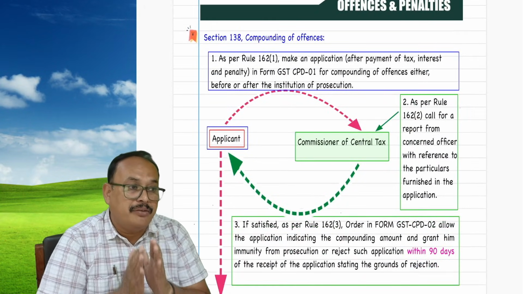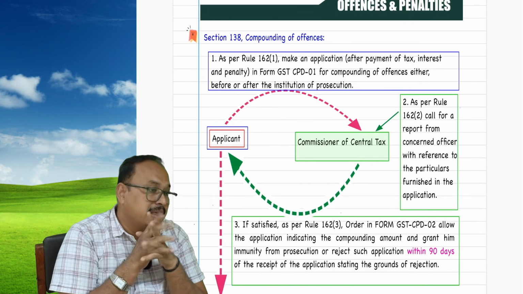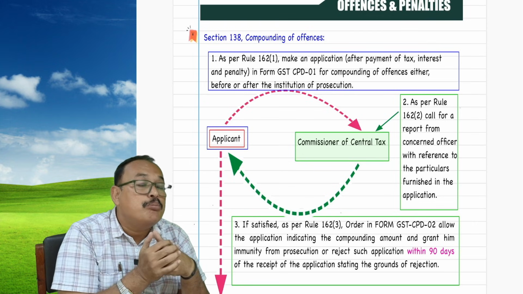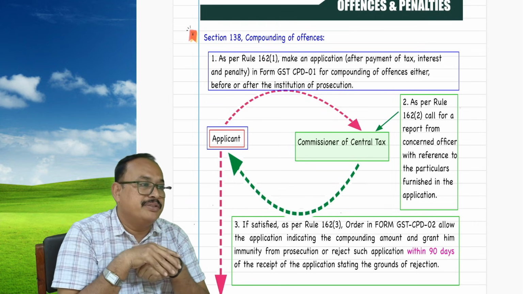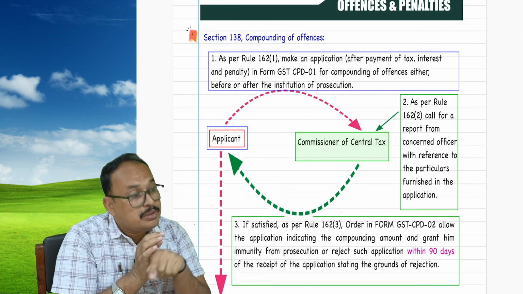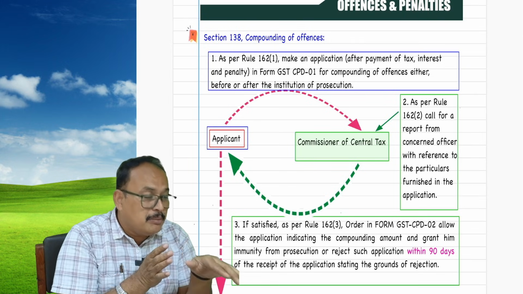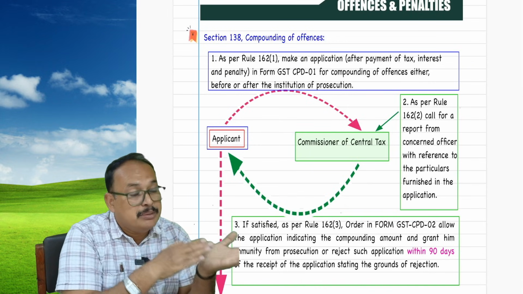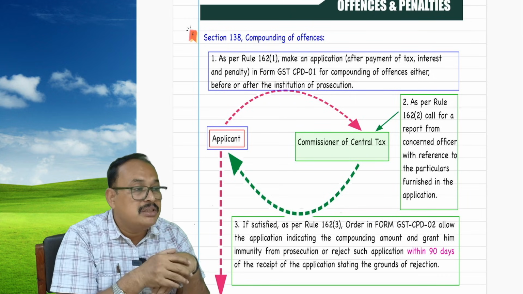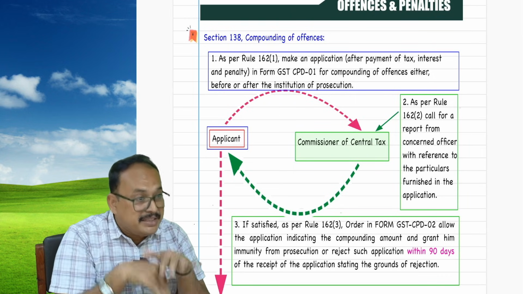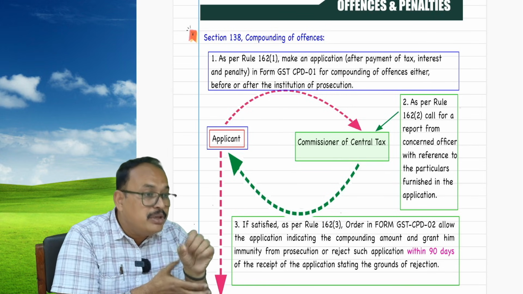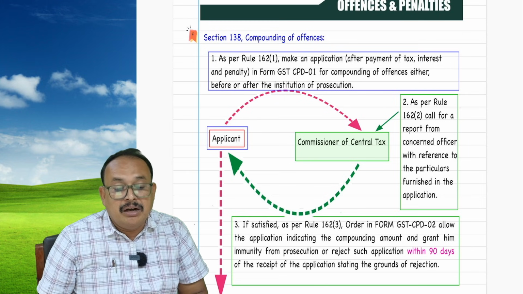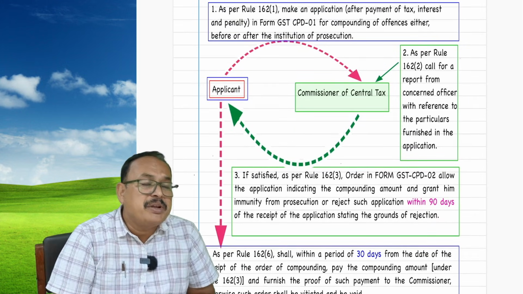Coming to the compounding of offence. Section 138, compounding. A taxpayer should apply to the compounding authority, the commissioner, for compounding the offence, and the commissioner will refer the matter to a junior officer, namely the assistant commissioner, deputy commissioner, or joint commissioner, to decide whether to compound the offence or not, depending upon the report given by the junior to the commissioner. The commissioner will consider compounding. If he considers compounding, the compounding amount should be paid within a period of 30 days from the date of passing the order.